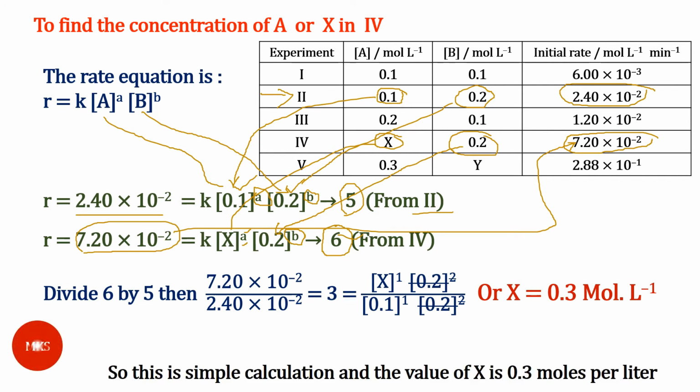So this is a simple calculation and the value of x is 0.3 moles per liter. Note, the B term cancels out and becomes 1. So divide the rate values and the value is 3. That is, 7.2 into 10 power minus 2 is the rate for experiment 4, and 2.4 into 10 power minus 2 is the rate for experiment number 2. So this is 3. Now you can find the value of x, that is 0.3 moles per liter.